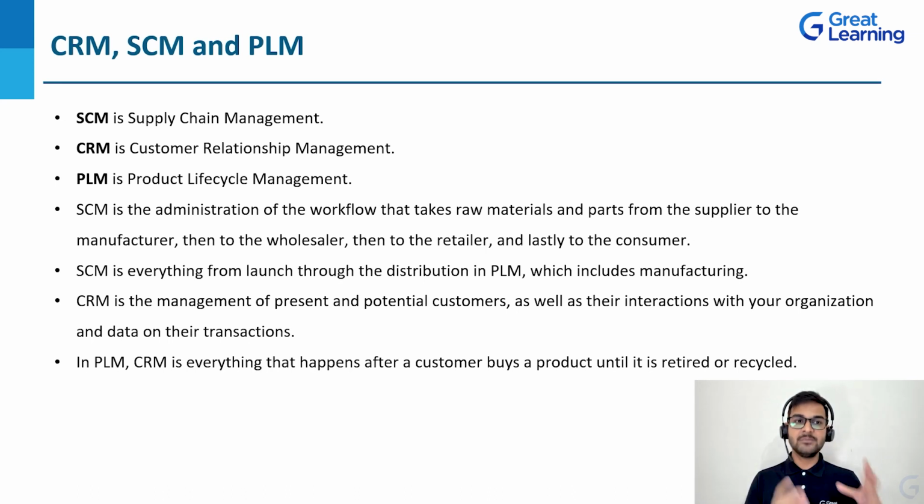As you can see on the screen, the three terms: SCM means supply chain management, CRM means customer relationship management, and PLM means product life cycle management. SCM is everything from launch through the distribution in the product life cycle management, which definitely includes your manufacturing as well. So taking the raw material and parts from the supplier to the manufacturer, then taking it to the wholesaler, taking it to the retailer, and lastly to the consumer. That is all SCM, supply chain management. But once the product reaches the customer, SCM is over.